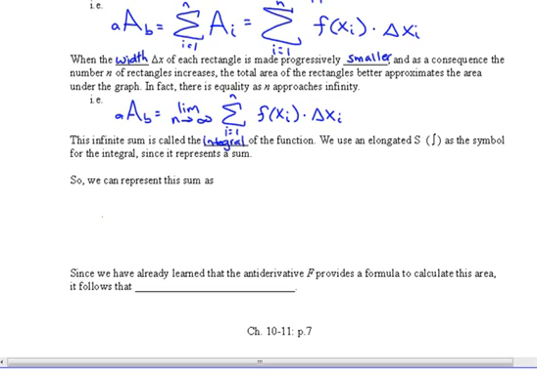So we can represent the sum as follows. The area from A to B is equal to the limit as our number of boxes, n, approaches infinity, of the sum from i equals 1 to i equals n, so our infinity boxes, of length times width.